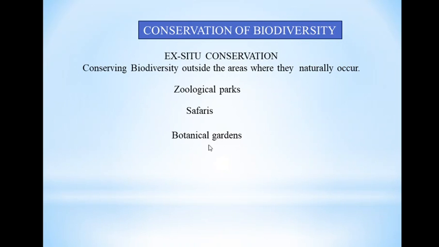And botanical gardens are gardens where highly endangered and endemic species of plants are brought, grown and their protection ensured. That is called the botanical garden, and it is one of the ex situ methods of conserving the biodiversity of plants, especially plant species.